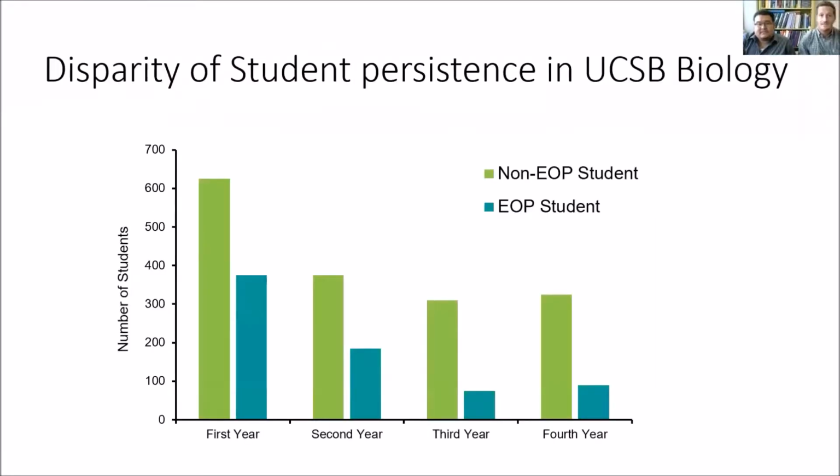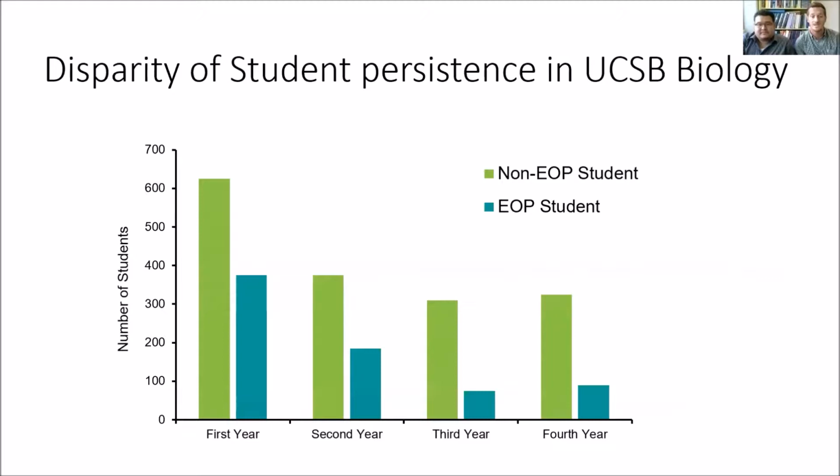So a bit of background. UCSB applied for an HHMI grant in the 2014 cycle, and the grant focused on trying to address a specific issue. What we're looking at in this histogram is two cohorts of students, non-EOP students and EOP students. EOP stands for the Educational Opportunity Program here in the UC system.